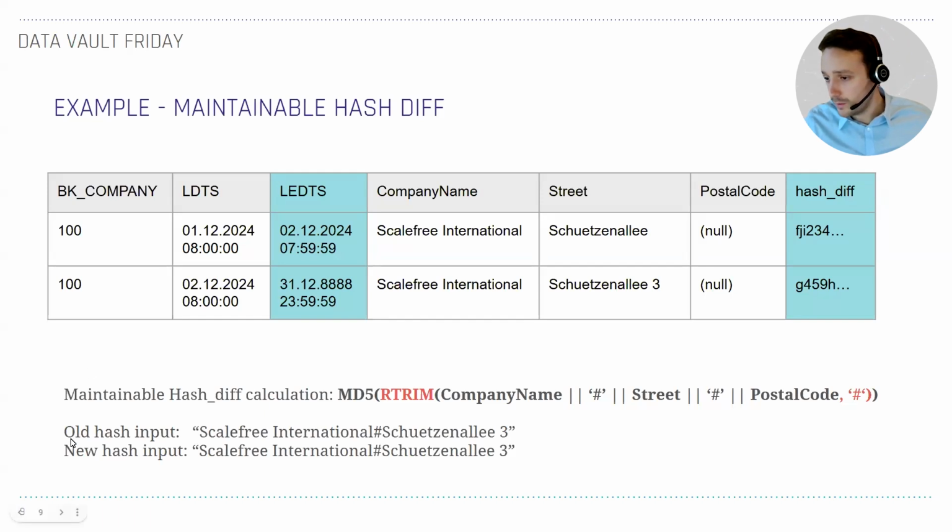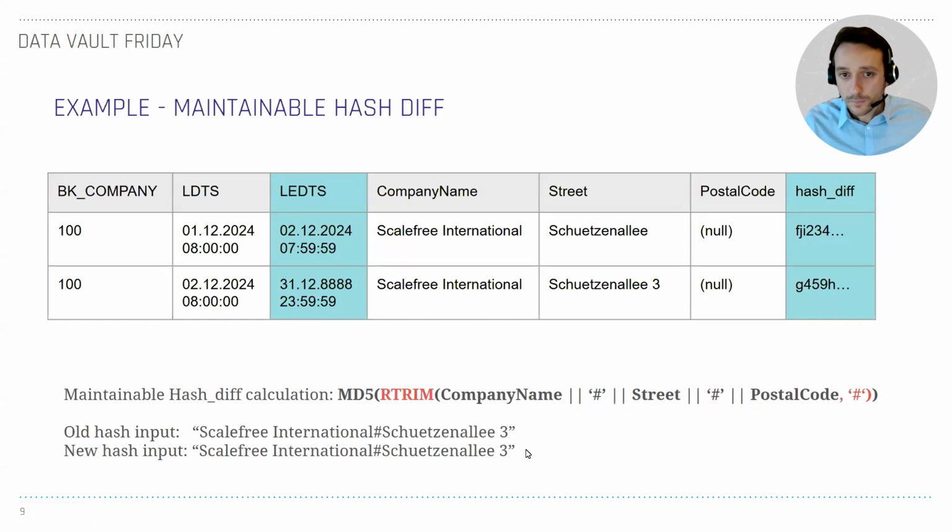So here again, you can see the old hash input from row 2 from the 2nd of December, and the new hash input for the row 3, that you have previously seen, is again the same because we remove basically this additional delimiter at the end.